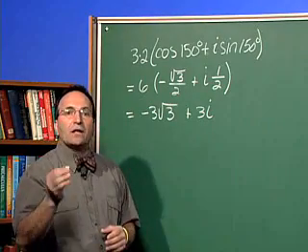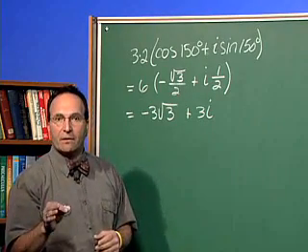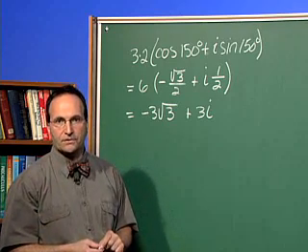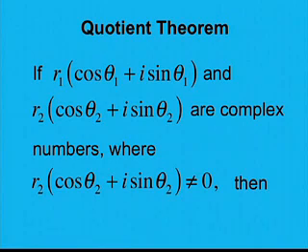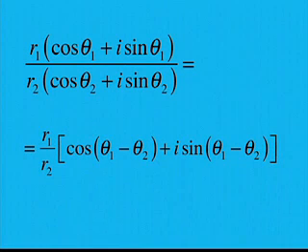All right, now let's take a look at the quotient theorem, where we can divide complex numbers. If r sub 1 (cosine theta 1 plus i sine theta 1) and r sub 2 (cosine theta 2 plus i sine theta 2) are complex numbers where r sub 2 (cosine theta 2 plus i sine theta 2) is not equal to 0, then if we divide those two complex numbers, our solution is r1 divided by r2 times the quantity cosine of the difference of the two angles plus i sine of the difference of the two angles.